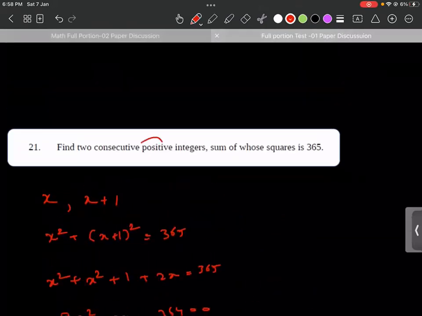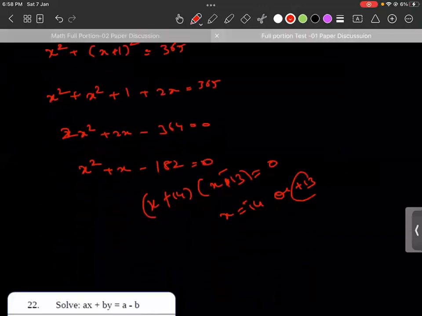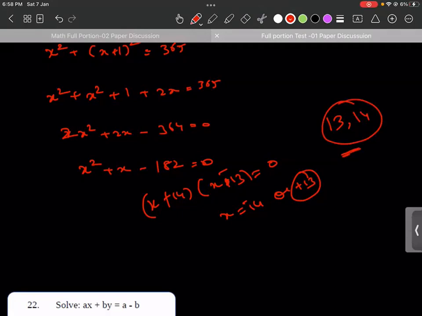So find consecutive positive integers. So the positive integers should be 13, 14. So 169 plus 196 is giving you 365, correct.